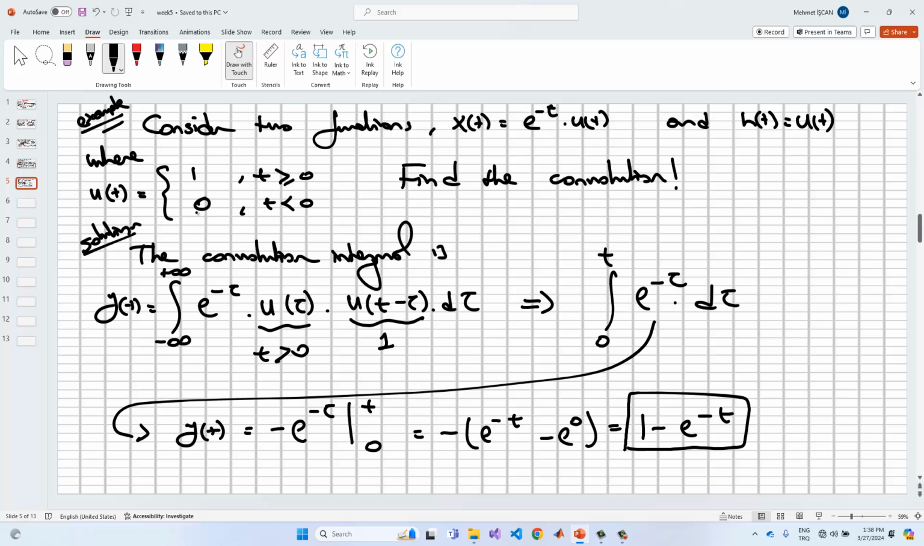And so this is our solution for the t greater than 0 case. This is how we can convolve these two signals based on this information, and this integral form always produces this function. Okay. But this is the continuous one.